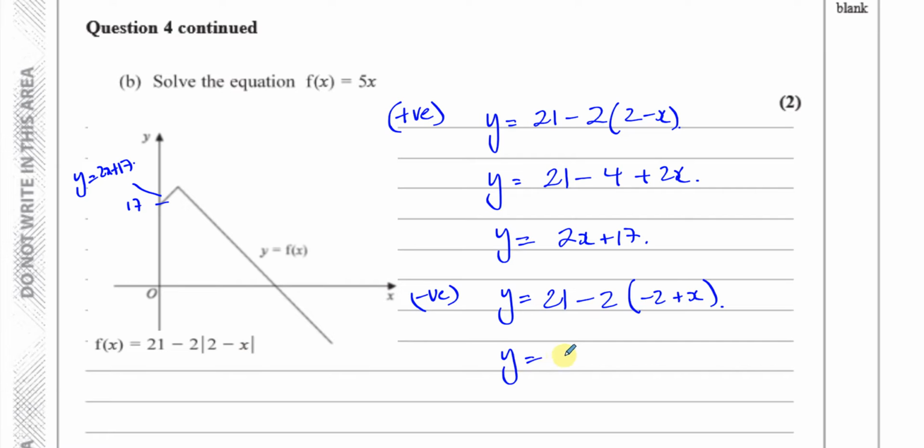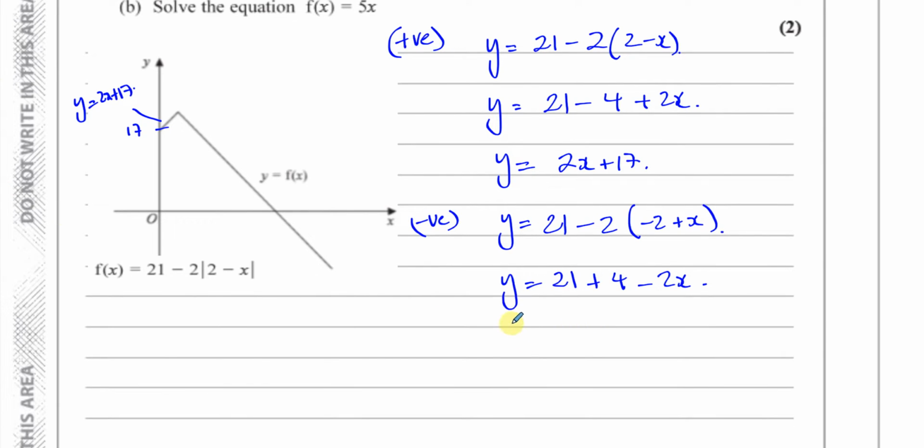That's going to give you y equals 21. You're going to have minus 2 times minus 2, which is plus 4, and minus 2 times 2x, which is minus 2x. Okay, so that's going to give you y equals minus 2x plus 25. So this is the argument on this side. This is the graph on this side, the negative argument of the graph. Y equals minus 2x plus 25. As you can see, it's got a negative gradient. Okay, so that's the positive and negative arguments of this graph.